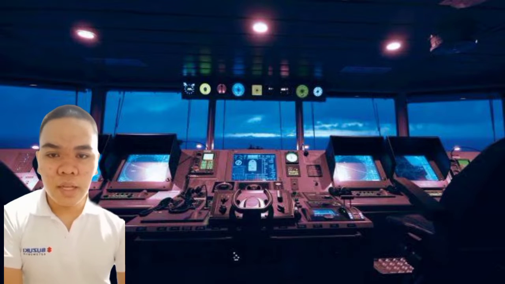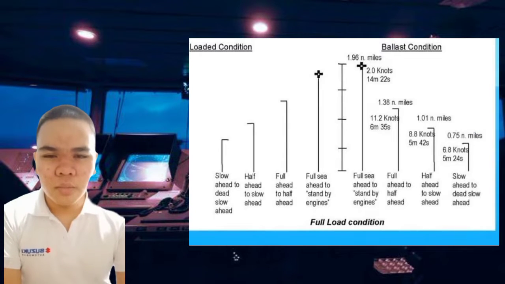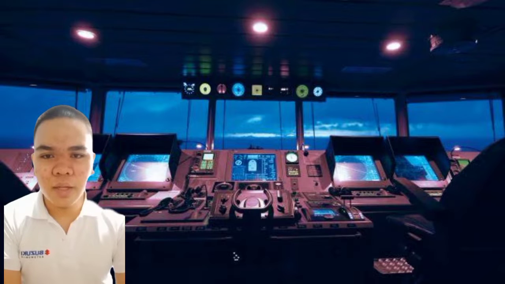Next is the head reach and track reach on ballast condition using crash stop. Head reach is the total distance traveled in the original direction, and track reach is the total distance traveled along the actual path followed by the ship. An idea of distance traveled and time taken can be achieved by studying the following cases.